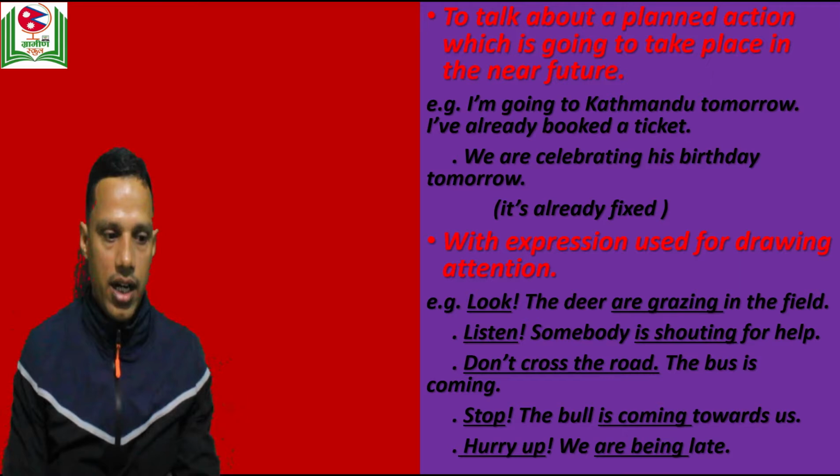Look, the deer are grazing in the field. Listen, someone is shouting for help. Don't cross the road, the bus is coming. Stop, the bull is coming towards us. Hurry up, we are being late. These are the sentences that we use to draw the attention of someone towards something that is happening at present. So we use present continuous tense with expressions like look, listen, etc.